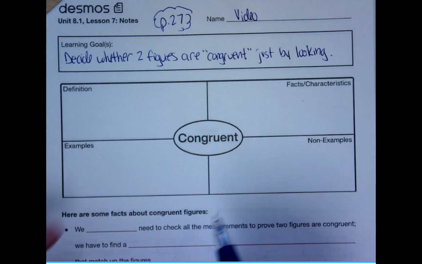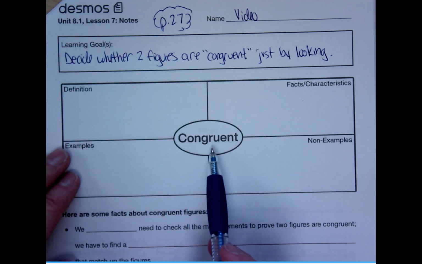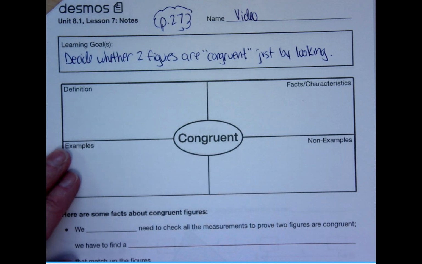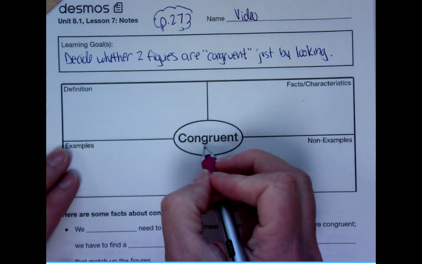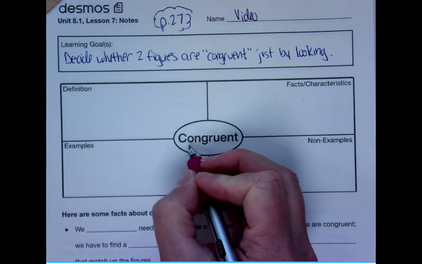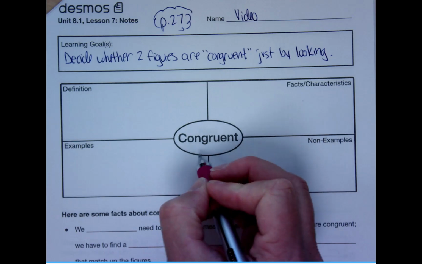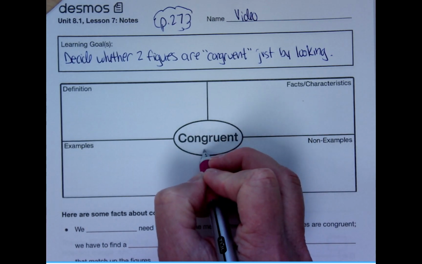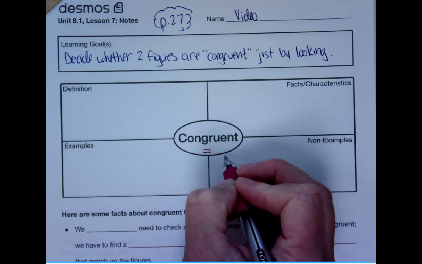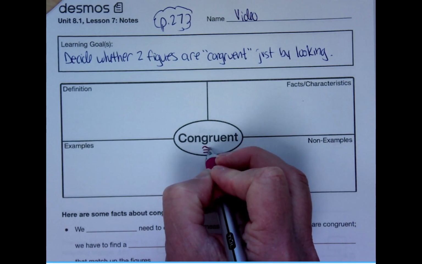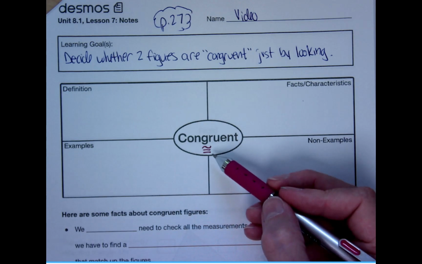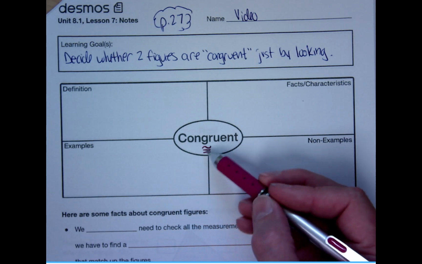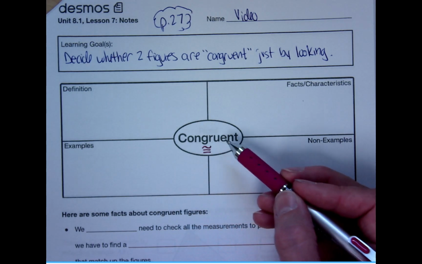All right. So since we're talking so much about congruent, we're going to spend a little time with that word. And there's a symbol for congruent in case you don't want to write the whole word out. I'm going to be using that symbol as we take some notes about congruence. It looks like an equal sign with a little squiggle over it. That's the symbol for congruent. So if I write that symbol, I mean this word.